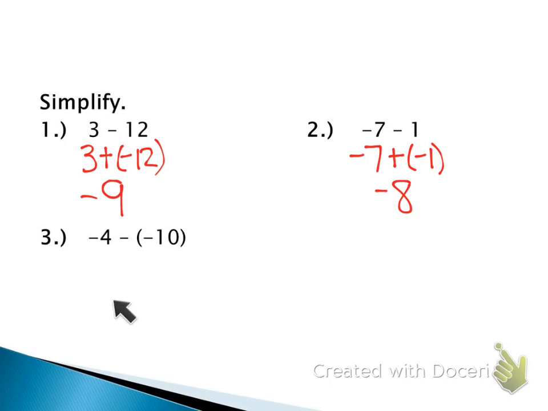You've heard this a lot. Instead of subtracting a negative, we add a positive. So we change it to addition, and we want the opposite of this number. The opposite of negative 10 is positive 10. So once again, we're adding numbers with opposite signs. Natalie, what'd you get for that?